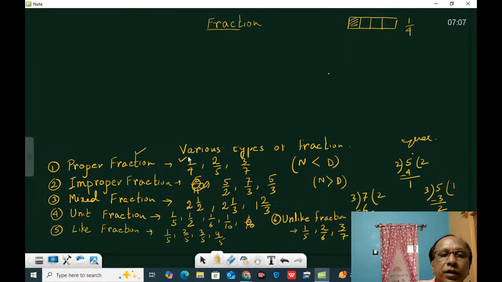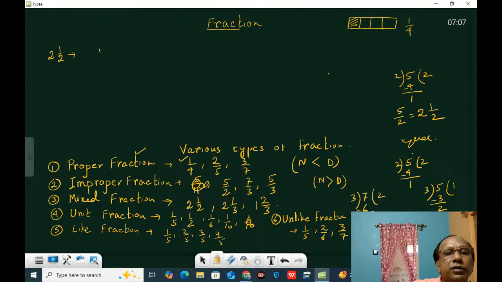If you want to write 5 by 2, how do you draw 5 by 2? That is important. First you divide 5 by 2: 2 goes into 5 two times, remainder 1. So 5 by 2 is equal to 2 whole 1 by 2. How do we draw 2 whole 1 by 2? What is the meaning of 2 whole? Suppose there are 2 apples. One apple is this one.